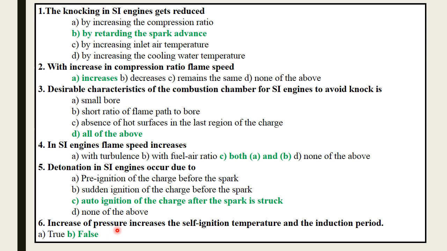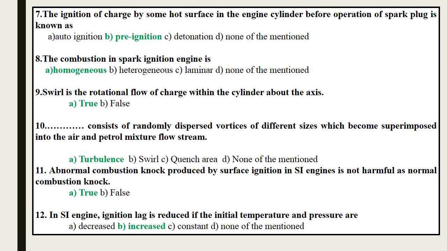Increase in inlet temperature increases overall pressure during the cycle, and at the higher pressure the end gas decreases the delay period, which increases the tendency to knock. So to avoid detonation, to avoid knocking, a high self ignition temperature is important. A high or longer delay period is important. But with increasing pressure, it will reduce the delay period and reduce the self ignition temperature of the charge.